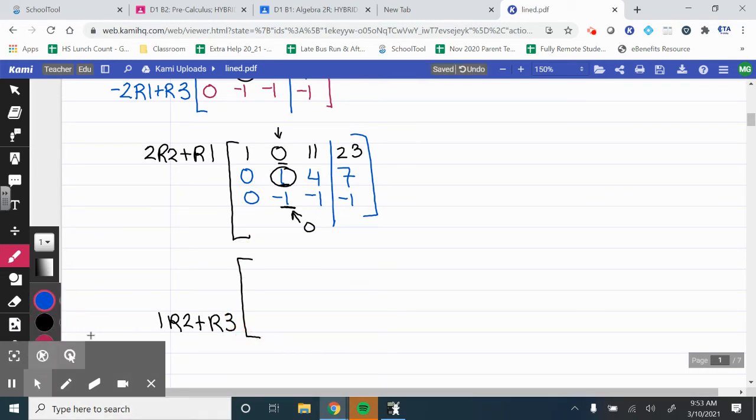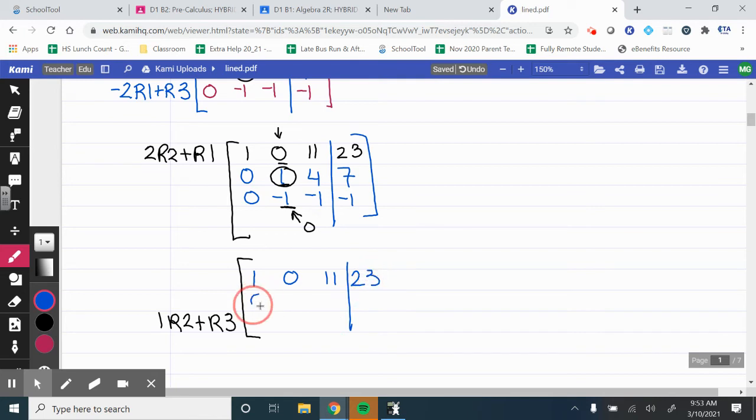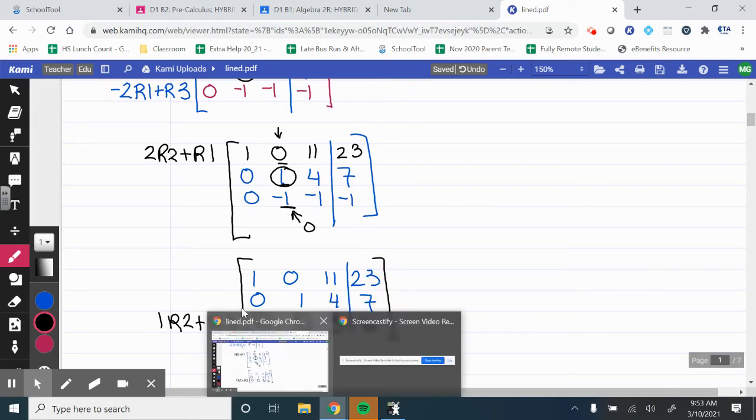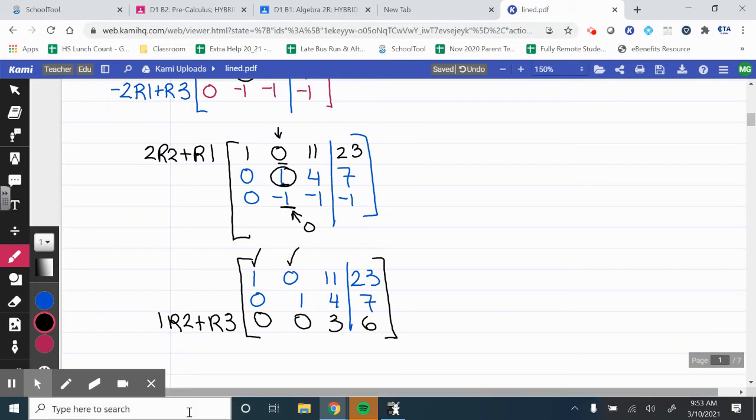All right, and the first 2 rows are going to stay as is. So we've got here 1, 0, 11, and 23, 0, 1, 4, 7, and now let's do the last row. So pause your video and see if you can add those 2 rows together. All right, so again, it shouldn't mess anything up with our zeros here. So 0 times 1 is 0, plus 0 is 0. 1 minus 1 is 0, 4 minus 1. Okay, so now first column, done. Second column, done. Now we've got to worry about our third column.